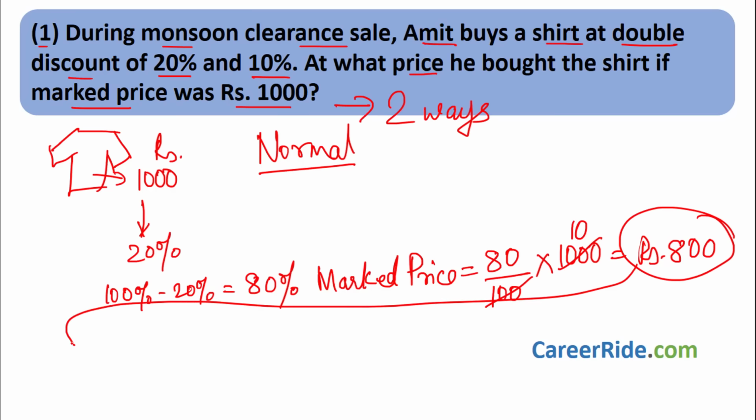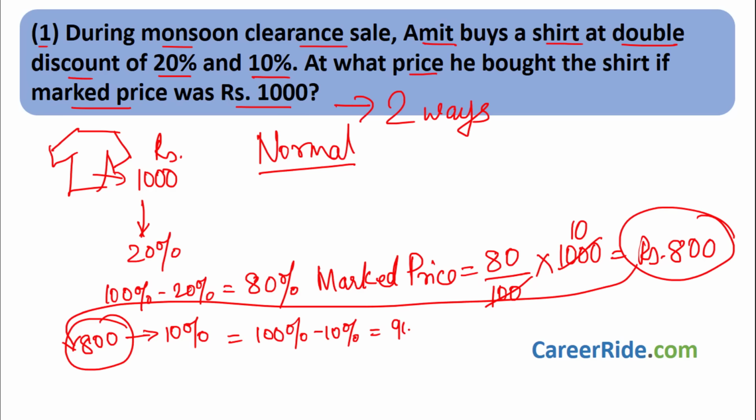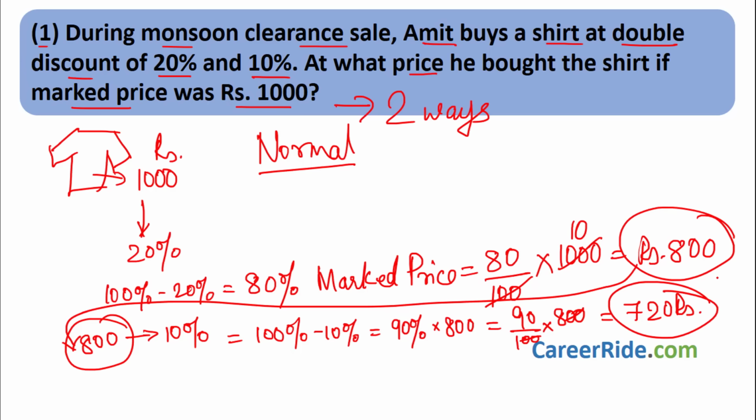Now take this 800. This is the new price, right? Now again Amit gets a 10% discount on this 800 rupees. So what is the price now? It would be 100% minus 10%, that is nothing but 90% of this new price, that is 800 rupees. That would be 90 upon 100 into 800. This gets out, so 720 rupees. So the final price at which Amit bought the shirt was 720 rupees.